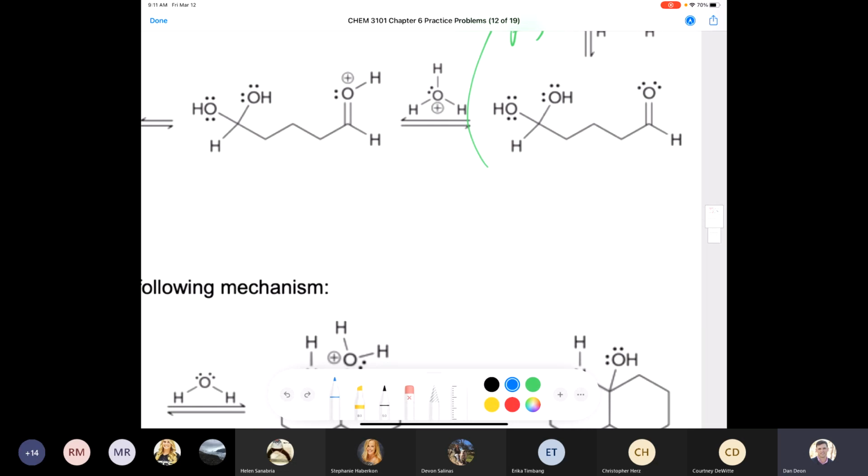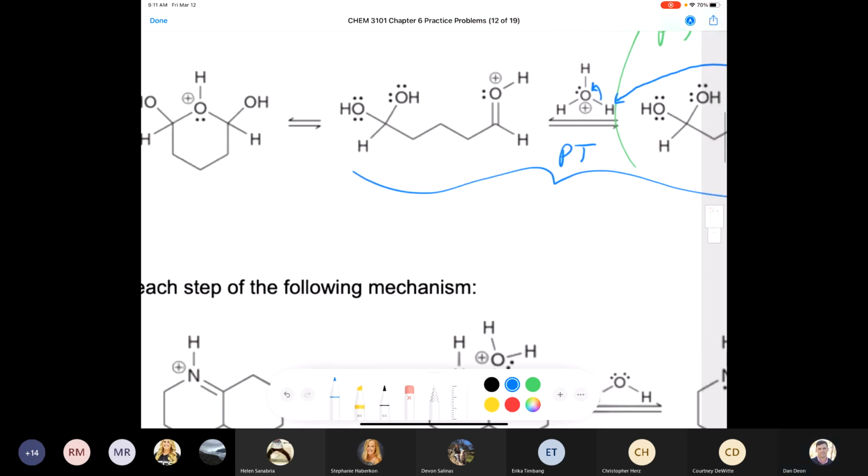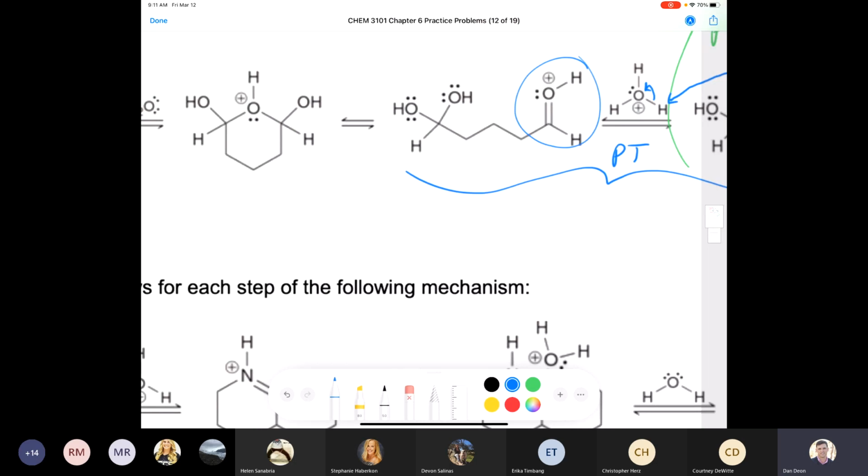I'll use my blue pen again. So what's happening in the next step? You're starting with a carbonyl that's not protonated, and then it becomes protonated. So this must be a proton transfer. How is the proton being transferred, right? The carbonyl, lone pair on the oxygen, is taking this hydrogen. If you want to draw the arrow to another hydrogen in the hydronium, go for it. Draw it there, and then put a pair of electrons on the oxygen. So we end up with this protonated carbonyl.